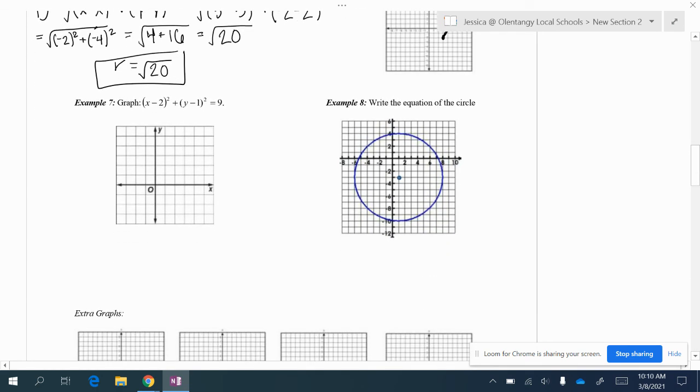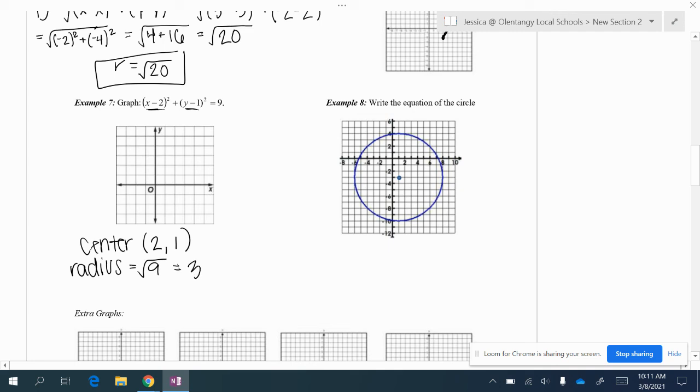All right, so number 7, graph this equation. First figure out what your center is. Remember, your center is always the opposite sign in here. So you're taking the opposite sign. So my center is going to be positive 2, positive 1. And for my radius, you're taking whatever it is equal to and taking the square root. So the square root of 9, which is 3.